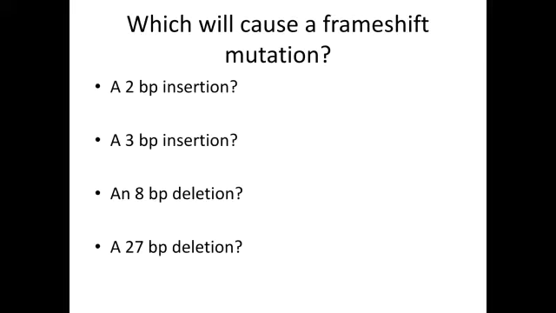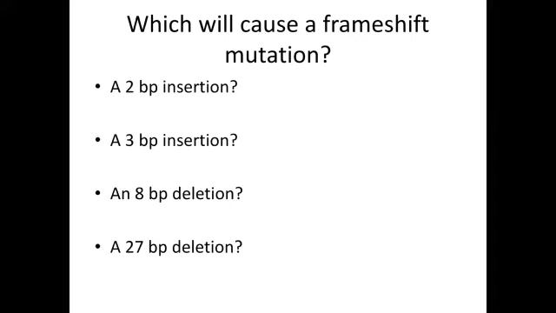So which ones of these will cause a frameshift mutation? A 2 base pair insertion will, because it will shift the frame off by 2 base pairs, and the frame is in 3 base pairs. But a 3 base pair insertion won't, because it's in multiples of 3, right?